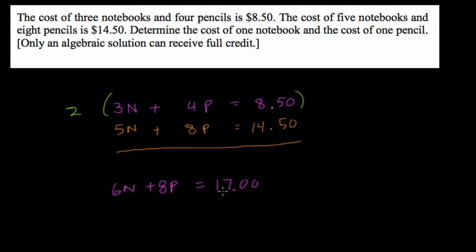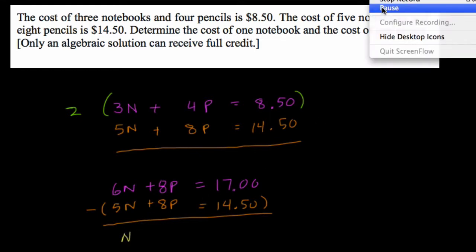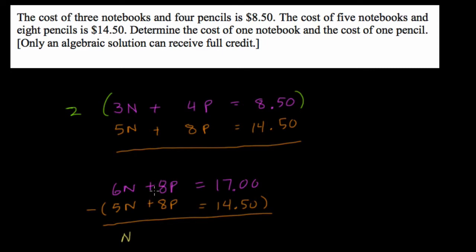Okay. So our second equation is still 5n plus 8p equals 1450. Now, if we just subtract the second equation from the first, watch what happens here. 6n minus 5n is just 1n, or just n. And what about 8p minus 8p? Well, that's nothing. That cancels out. We use elimination. And 17 minus 14.50 is $2.50. So this tells us that a notebook costs $2.50.